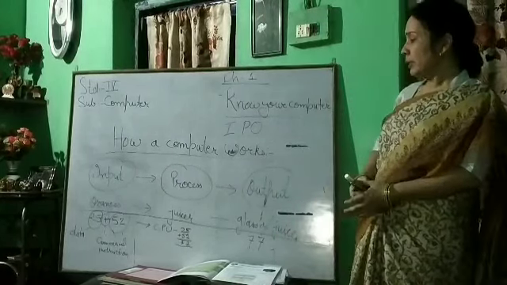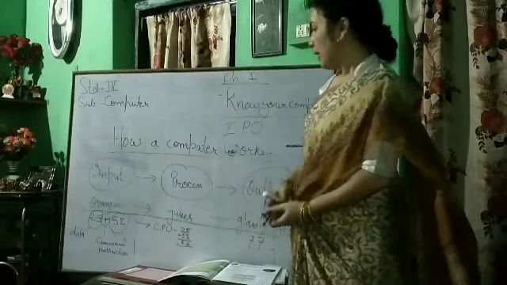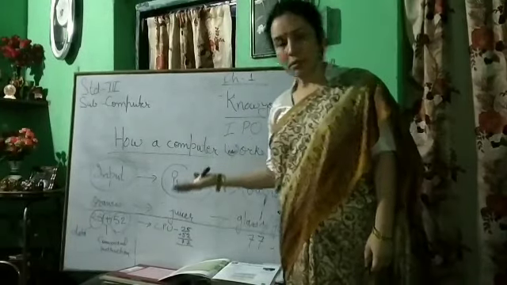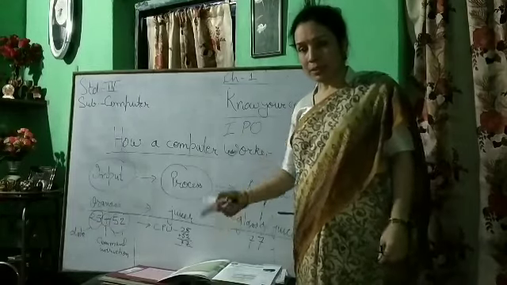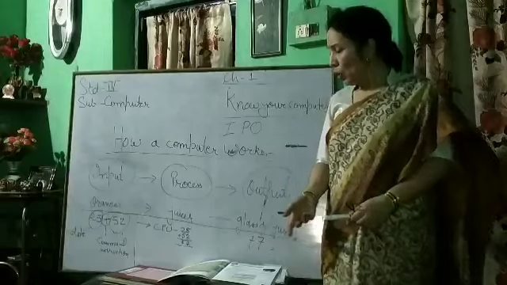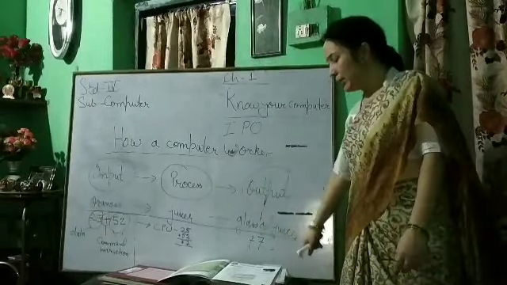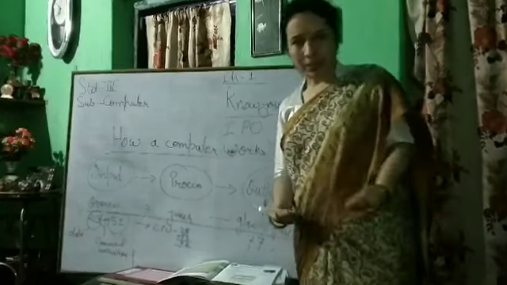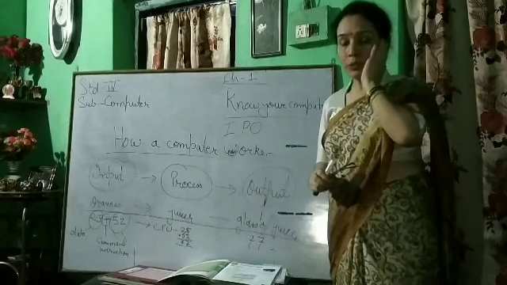So computer, you can see, is working in 3 phases. Input. In the input phase, it takes data and command. Then in the process phase, the CPU processes whichever command and whichever data is given. And finally, we get the output. So computer works in this style. Is it clear? I hope it is clear to you.